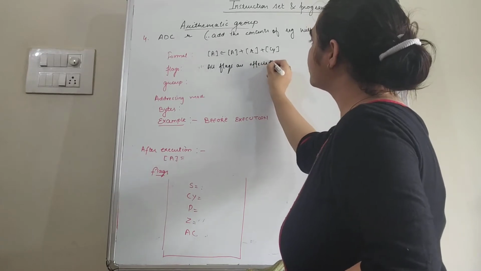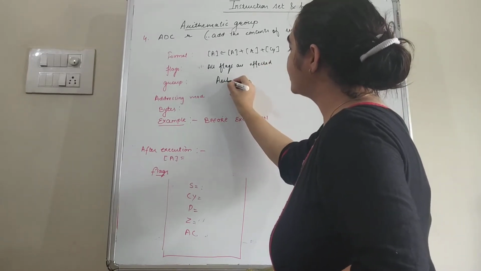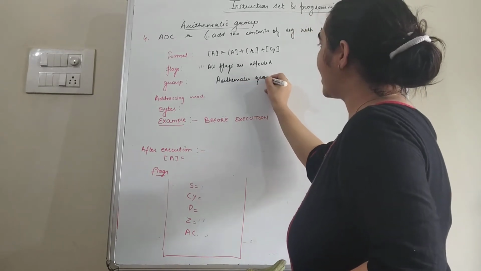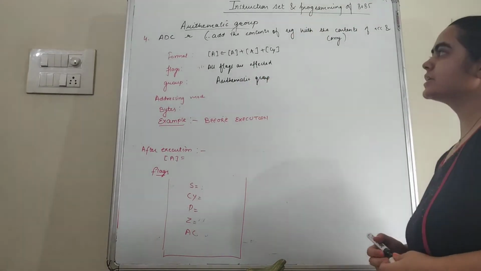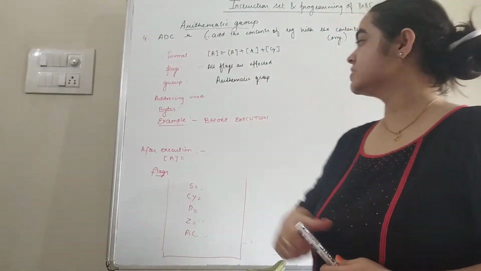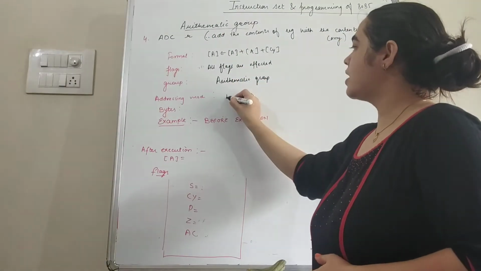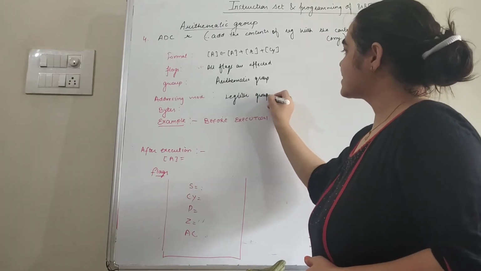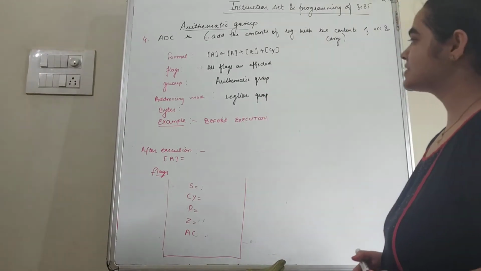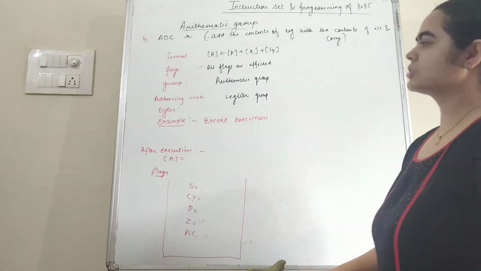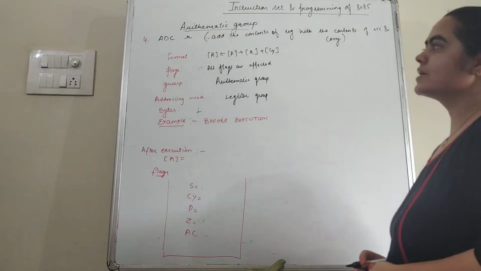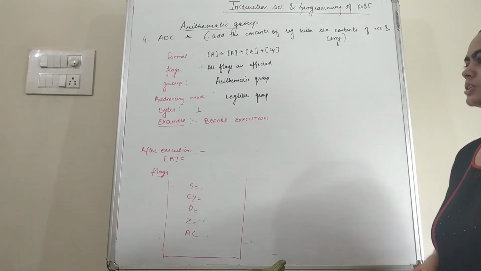So what is the group of this instruction? Arithmetic group. Now after this we have the addressing mode. So students, here the register is specified in the instruction. That means addressing mode is register group. Now next is bytes. So number of bytes that is occupied by this instruction is only 1 byte, because no data or address is specified in the instruction.